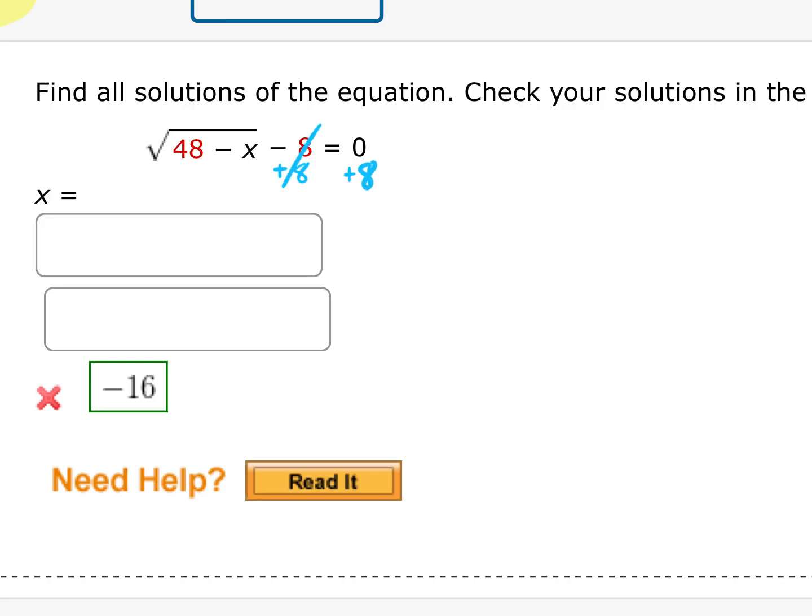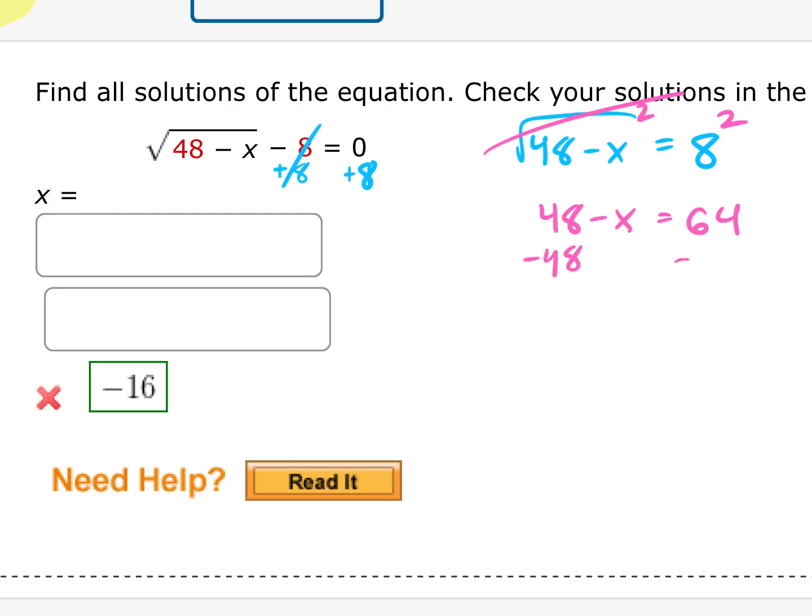So we're going to add 8 to move it to the other side. So we have the square root of 48 minus x is equal to 8. And then to get rid of the square root, we're going to square both sides. So 48 minus x is equal to 64. And then we just solve from here. Subtract 48. So negative x is equal to 16. And then divide by negative 1. So x is negative 16.